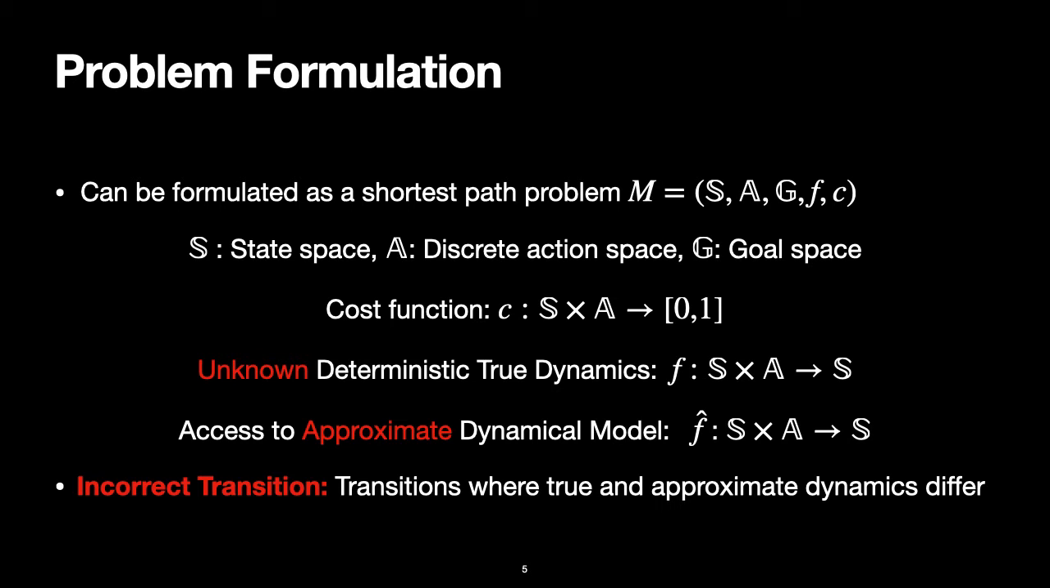For the purposes of our work, we assume that we have access to an approximate dynamical model F hat that predicts the successor state for any transition. To quantify the inaccuracy of our approximate dynamical model, we introduce the notion of an incorrect transition, which is any transition where F and F hat differ. Let's take a look at how this problem is tackled in existing literature.